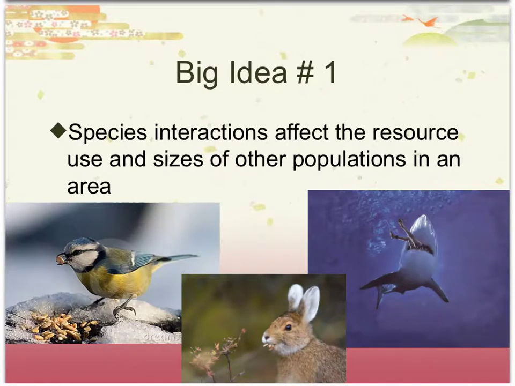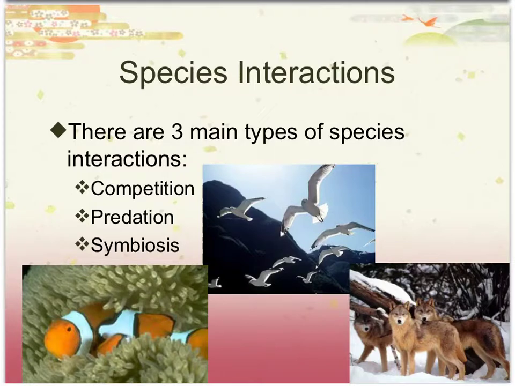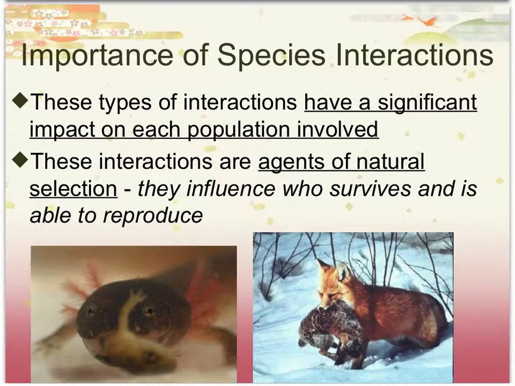First big idea is species interactions affect the resource use and sizes of other populations in an area. Everything is interconnected, and we'll see why when we look at these interactions. All right, so looking at species interactions, there are really 3 main types. First and most common is competition, where 2 species are competing for the same resource. There's predation, in which one is a predator and one's prey. And then the other is symbiosis, in which how they interact depends on the type of symbiotic relationship they have.